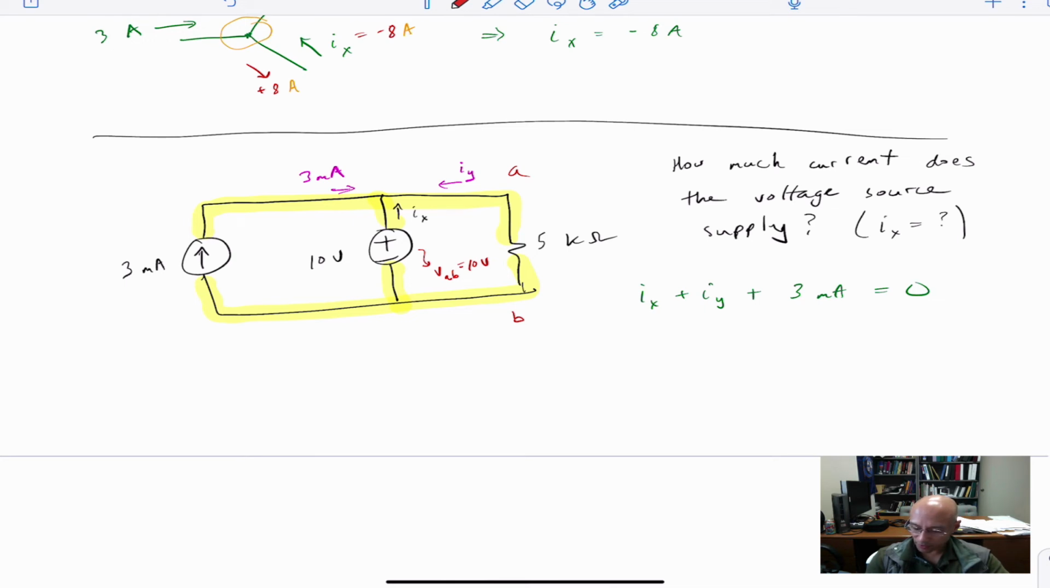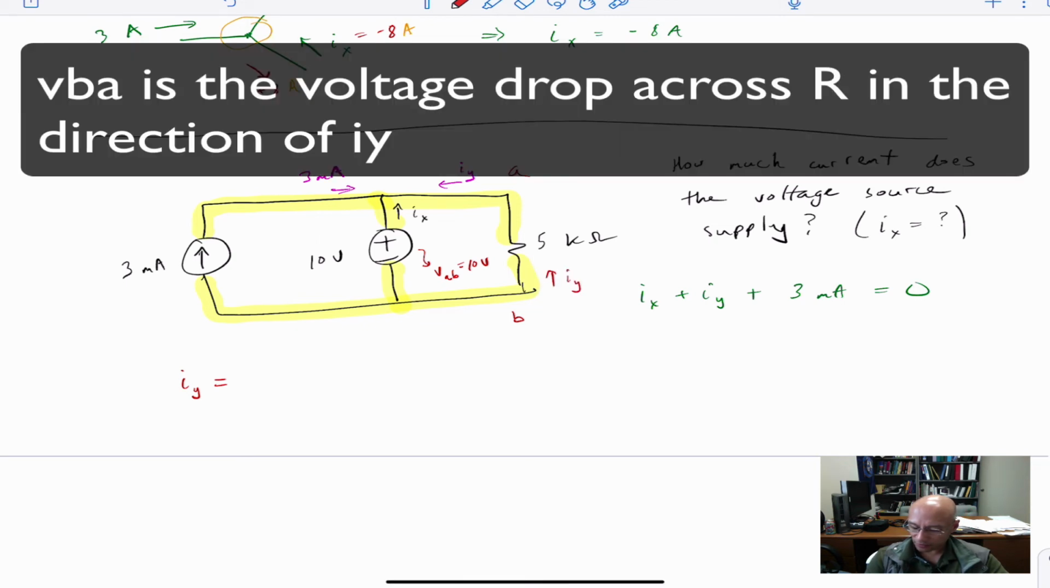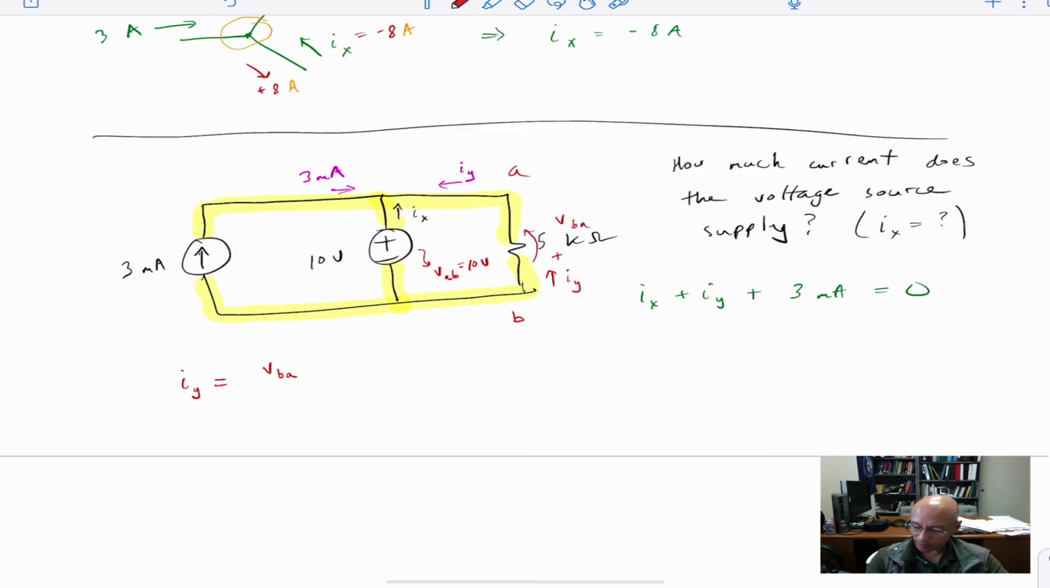Now, if we want to figure out Iy, we need the voltage drop in the direction of that current. So Iy is going like this, right? That's the current through that resistor. Well, that is VBA, right? Because VBA is defined in that direction, with the plus side being here and the minus side there. And that is consistent with the passive reference convention. It's VBA, not VAB. So VBA and the 5 kilo ohm resistor are going to be what gets us Iy. Well, what's VBA? We know VBA has to be negative 10 because VAB is 10. So Iy then is negative 2 milliamps.